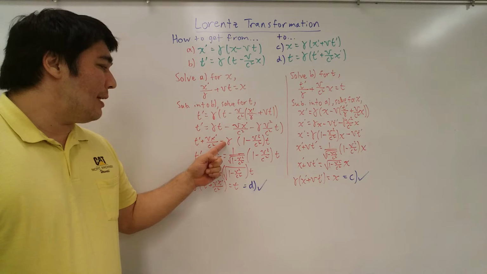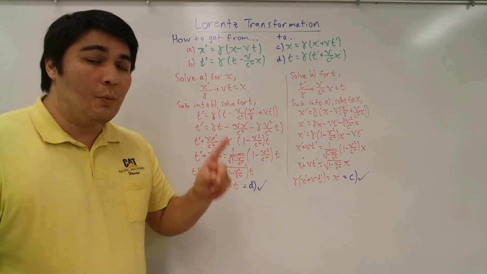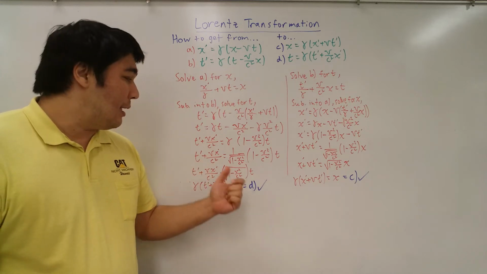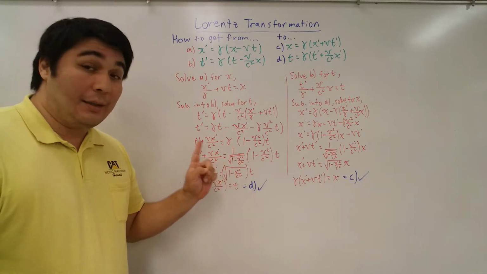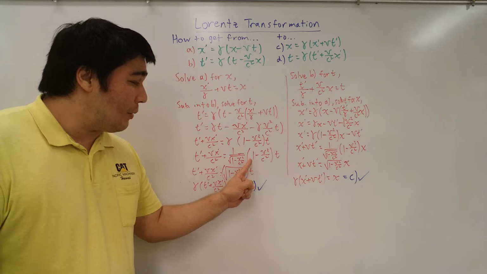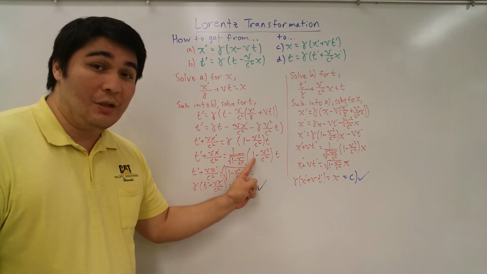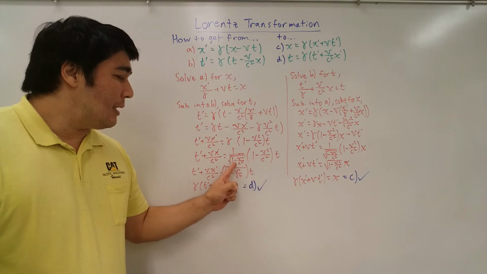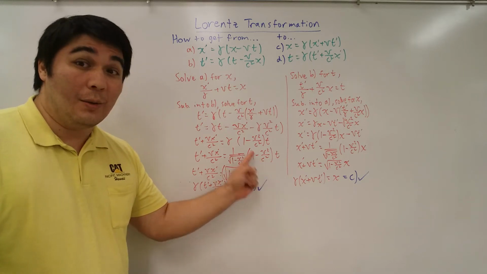Then I realized that gamma is actually 1 over the square root of 1 minus v squared over c squared, illustrated right here. Now this is really important, because if you notice, I've got 1 minus v squared over c squared in the numerator over here. So this is basically this denominator squared, which is awesome.